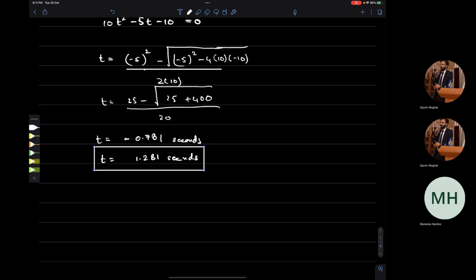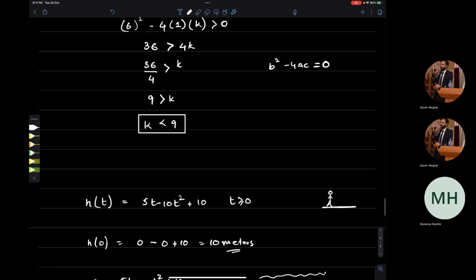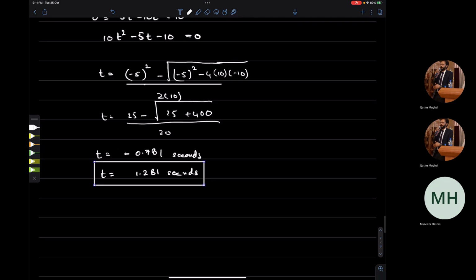So after this time, the height is going to be 0. So basically, this is the time when he's about to get into the swimming pool. That's what the question was, isn't it? Use the model to find the time at which the diver hits the water. Yeah, perfect. So 1.281 seconds or 1.28 seconds.